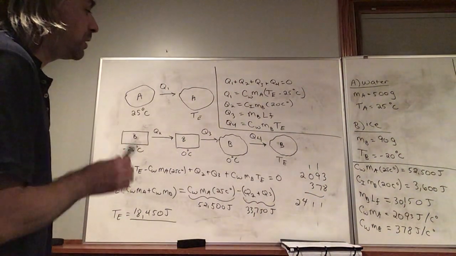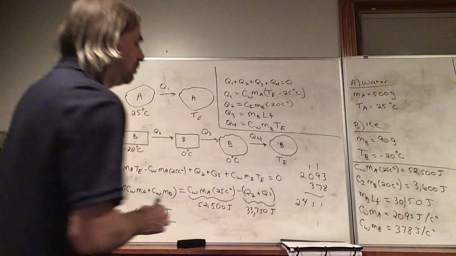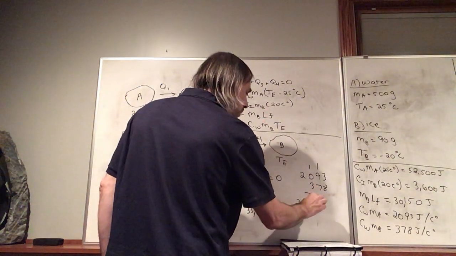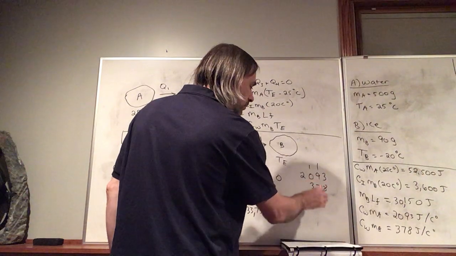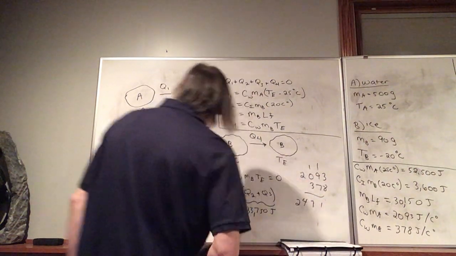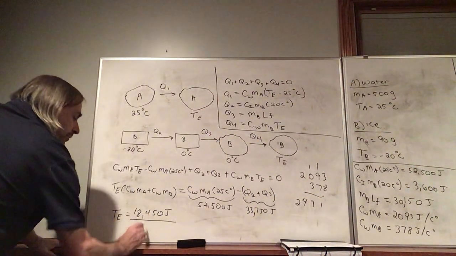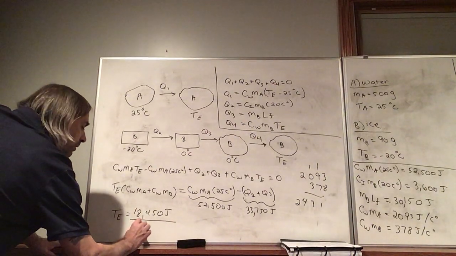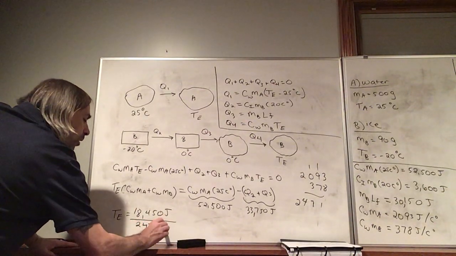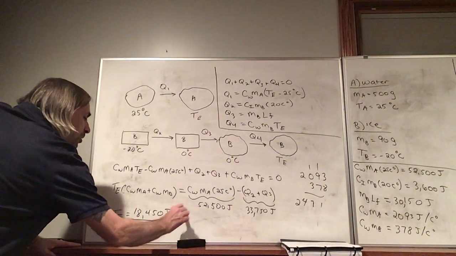Okay, so let me just check. That was a 7. Okay, so this would be 2,471 joules per Celsius degree.